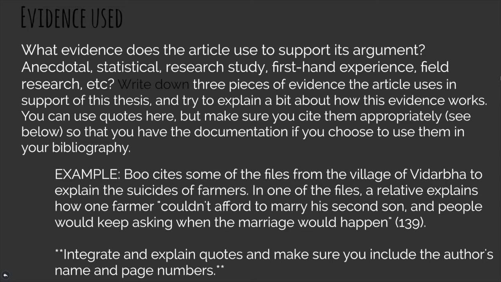You can see how it's integrated and cited with the page numbers, and the author's name is already in my sentence. But you can also see how I have taken a piece of evidence that's being used by this text, and I'm trying to explain a little bit about how it's being used. I've also tried to explain what kind of evidence this is. So the evidence comes from the files investigating the suicides of farmers. I wanted to make sure that was clear to my readers what kind of evidence this was and how it was working. So I'd like you to do that for 3 different pieces of evidence from your article.